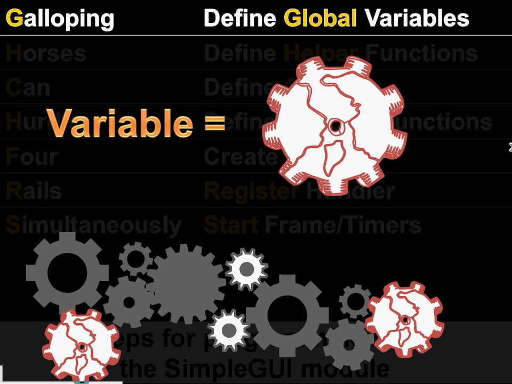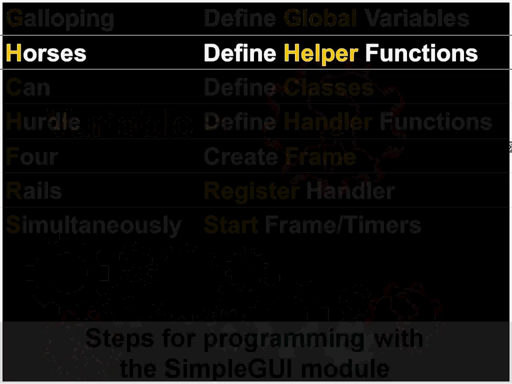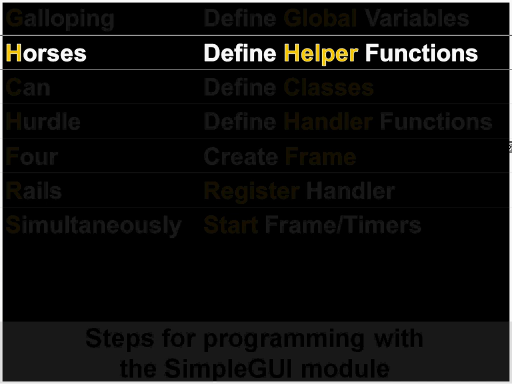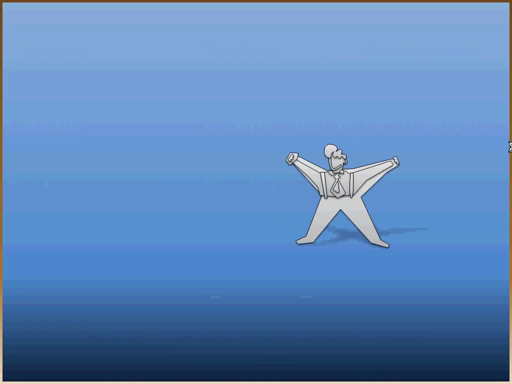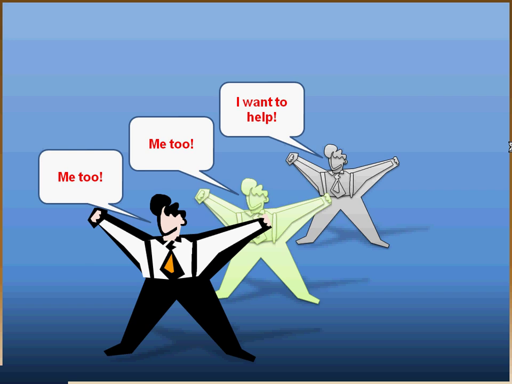The next word in our phrase is horses. The H in horses stands for helper. A helper function performs a specific task that can be called by the program whenever it's needed. Now, helper functions can be used to make your code shorter, easier to read, and easier to update.